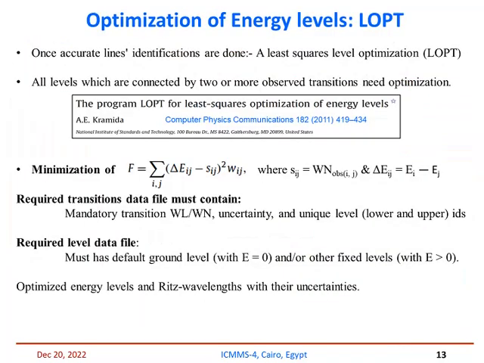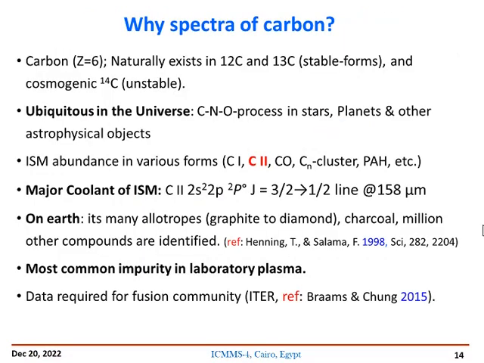So after the correct line classification, all levels which are connected by two or more observed transitions need optimization. A least square optimization code called LOPT is widely used for this purpose. Now we are going through a few of the examples. So here I am using carbon spectrum and gold spectrum for the demonstration.